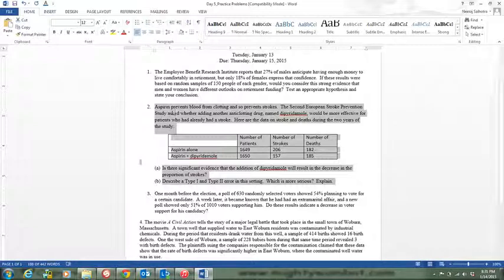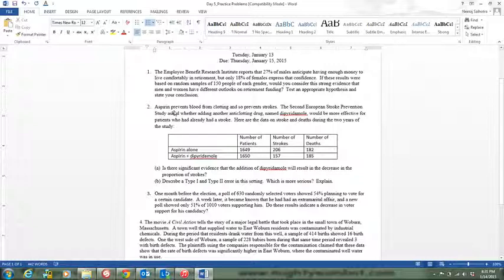It says aspirin prevents blood from clotting and prevents strokes. The second European stroke prevention study asked whether adding another drug, dipyridamole, would be more effective for patients who already had a stroke. Here are the data on stroke and deaths during the 2 years of the study. Question A: is there significant evidence that the addition of this drug will result in a decrease in the proportion of strokes?